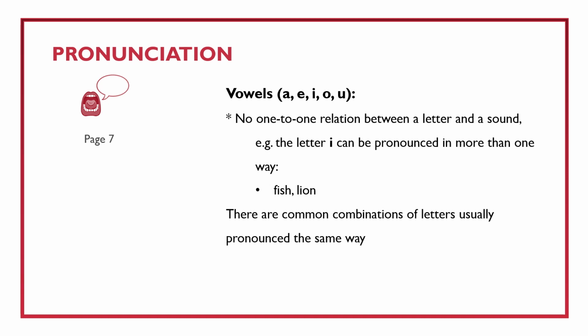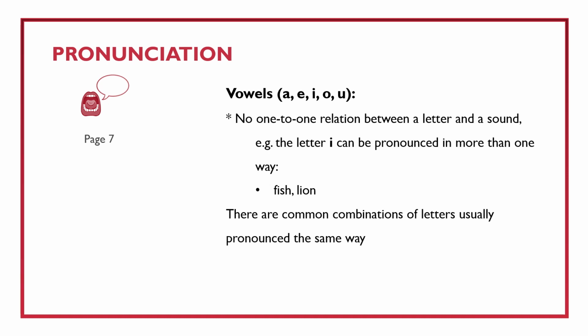How? For example, the letter I can be pronounced in more than one way. It can be pronounced like a short I in fish, or it can be pronounced like a diphthong I, like in lion. So you see, the letter is the same, it's I, but it has two different sounds. Fish, lion. Please pay attention to the vowel sounds box in your book.